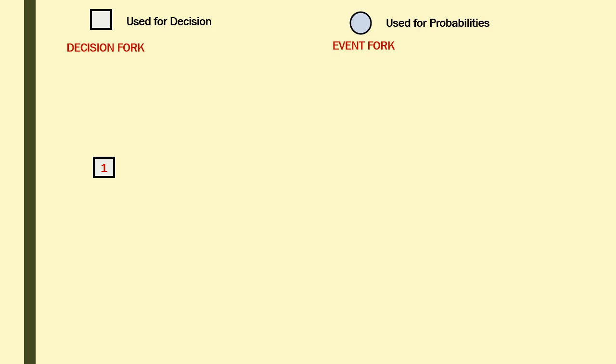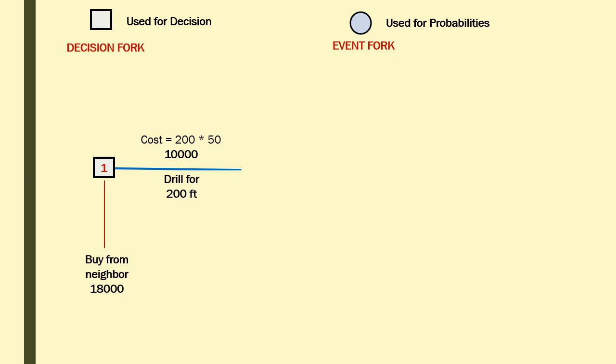As we discussed earlier, we have a square box for decision and a circle for event probability. Here the objective of the problem is to reduce the cost. Now, the farmer has to take a decision, either to buy from the neighbor, which costs Rs 18,000, or to drill for 200 feet, which costs Rs 10,000. The calculation is given. If he drills for 200 feet, there may be 2 possibilities.